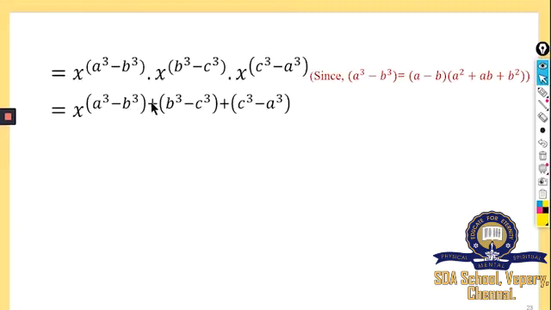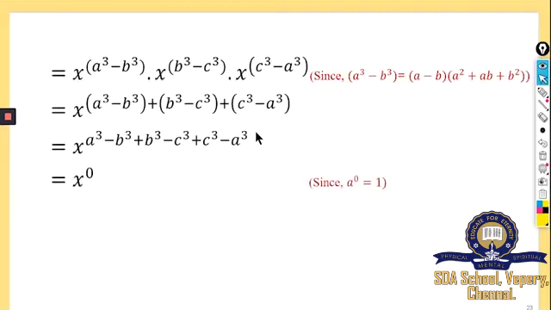So now I am going to take this plus sign inside the bracket, likewise this plus sign inside the bracket. So we will get x power a cube minus b cube plus b cube minus c cube plus c cube minus a cube. So now here you can cancel all the terms, since plus a cube and minus a cube will get cancelled, and minus b cube and plus b cube will get cancelled, and minus c cube plus c cube will get cancelled. So the leftover term will be 0. So you will get x power 0. And we already know anything power 0 equals 1. So the answer will be 1.